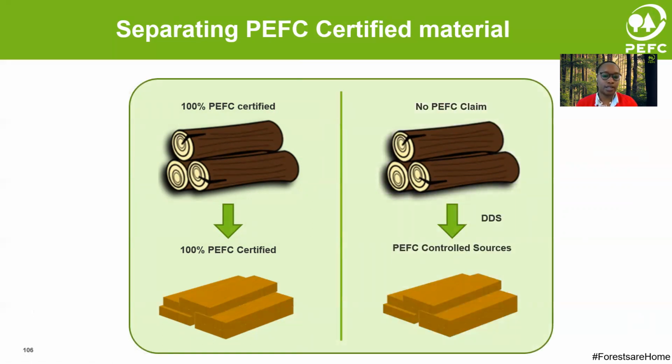Here is another example where you can have physical separation of logs that are processed to produce 100% PEFC certified material. So this needs to be stored separately, whereas the same company can receive material with no PEFC claim, and then it applies the due diligence system and it goes through processing to produce timber. And in the end, you have PEFC controlled sources timber.